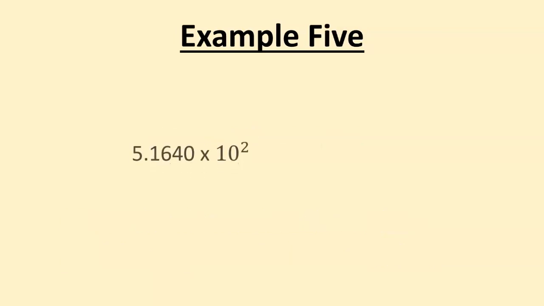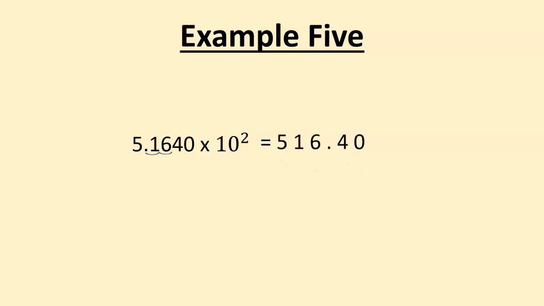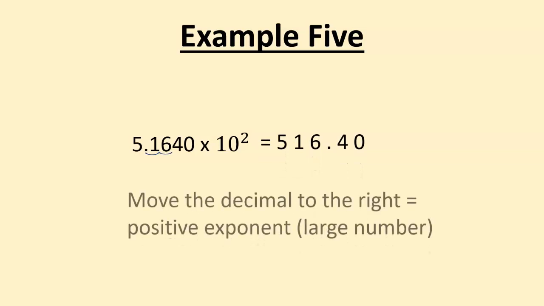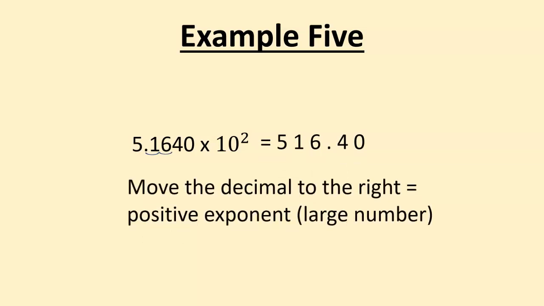And then just one more under the same umbrella, 5.1640 times 10 to the second. We automatically know we're moving that decimal point 2 places to the right because we've been told by that exponent, and that gives us 516.40. We move that decimal right, we have a positive exponent.